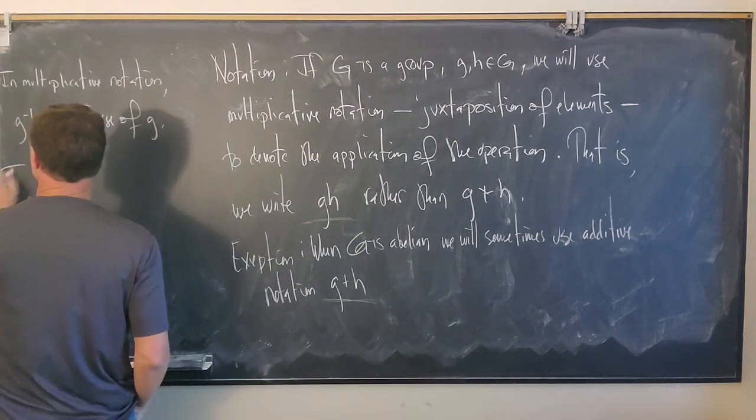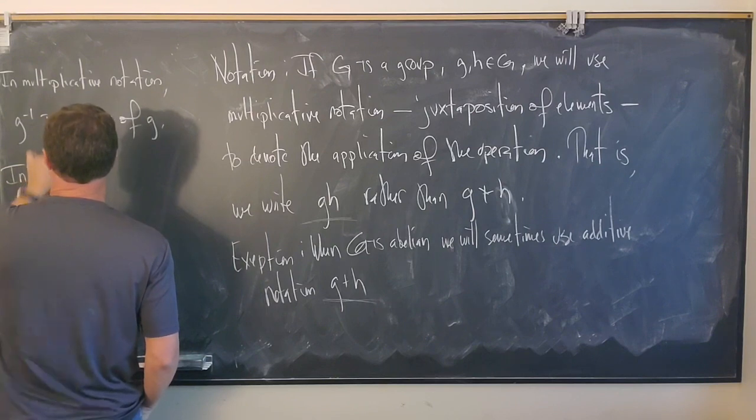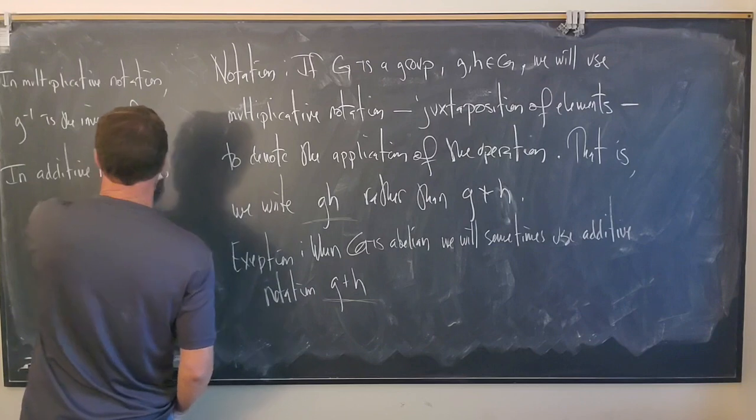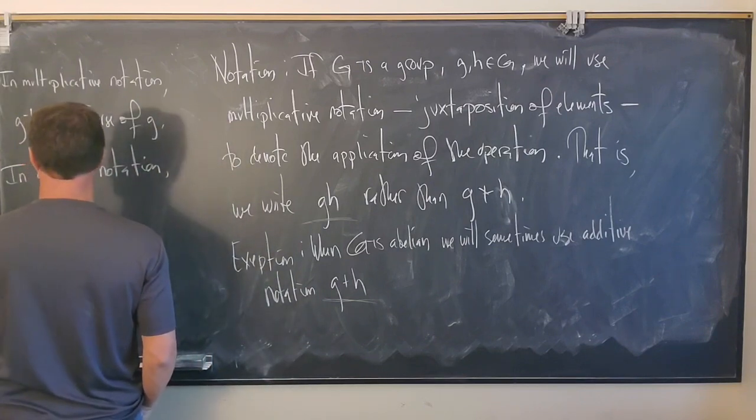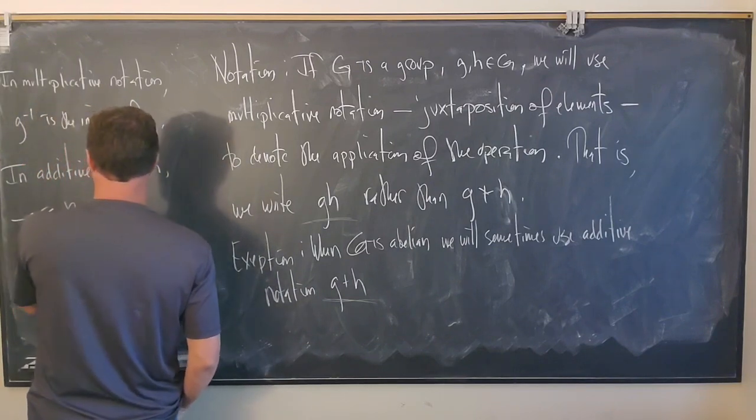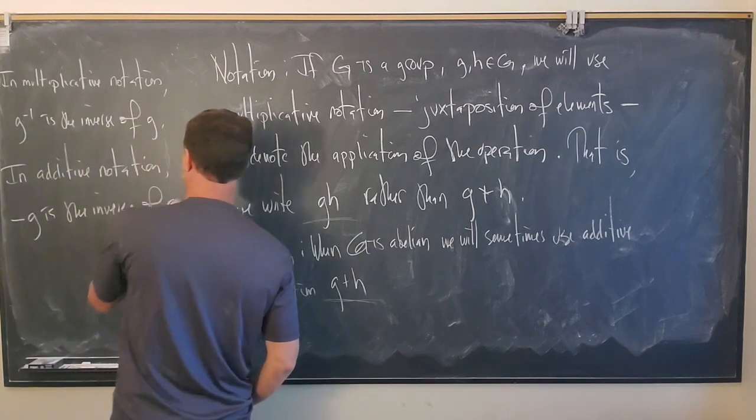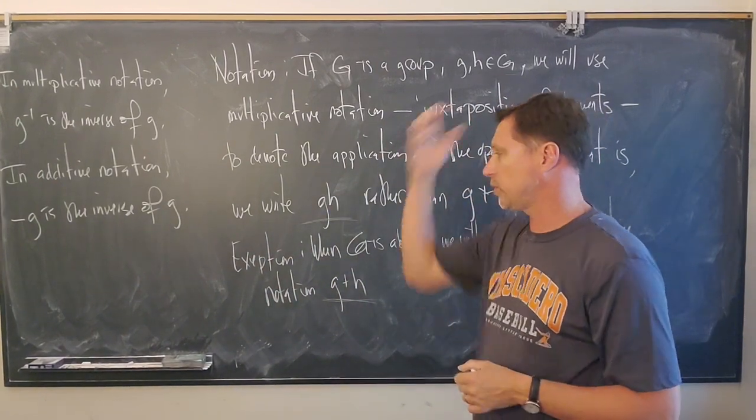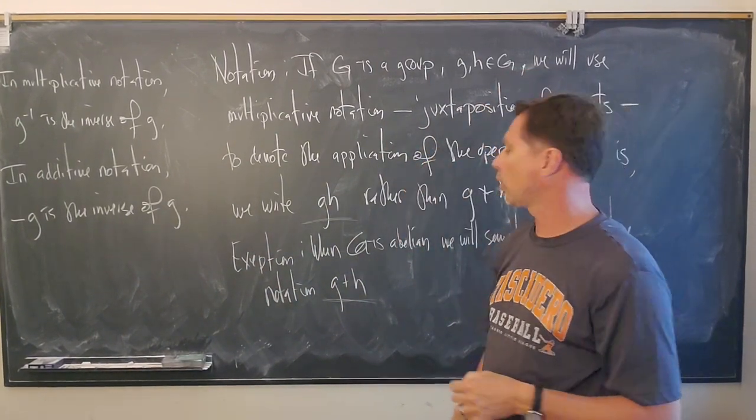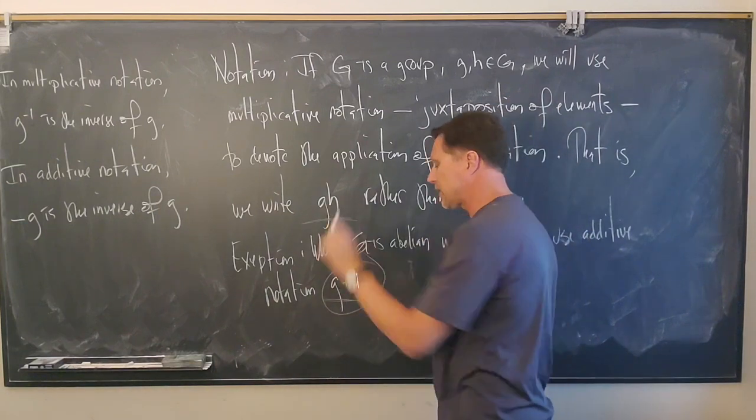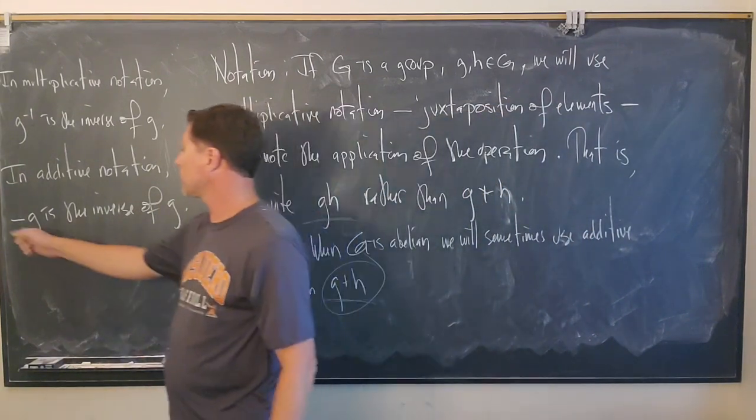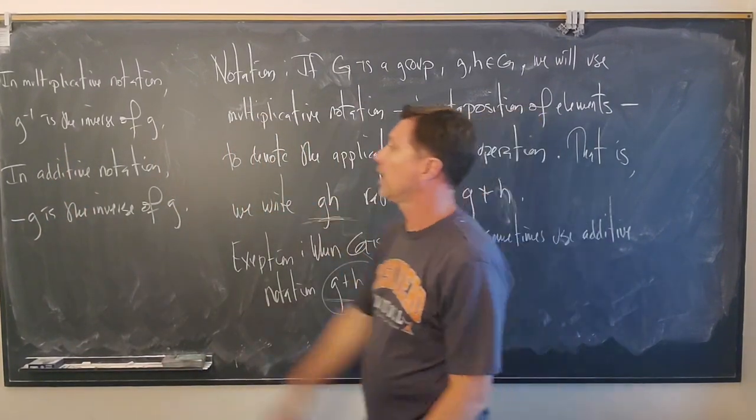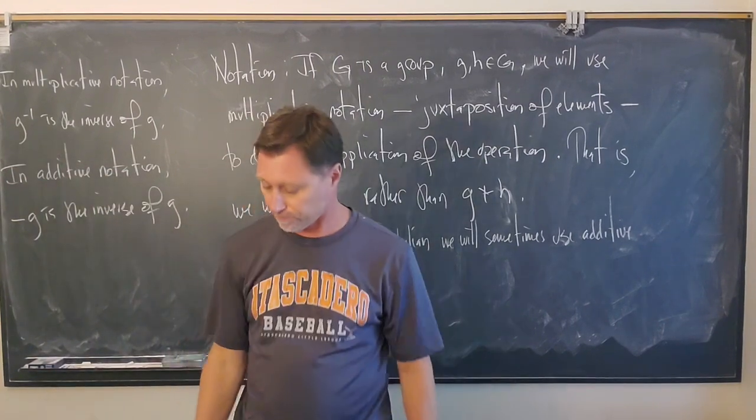In additive notation, minus g is the inverse of little g. So you'll just have to understand what's going on oftentimes from context, right? If you see let g be an abelian group, then more than likely I will write g plus h, and in that case the inverse will be written with a minus g. Otherwise, I'm going to use juxtaposition, and g to the minus 1 will be the symbol that I use for the inverse.